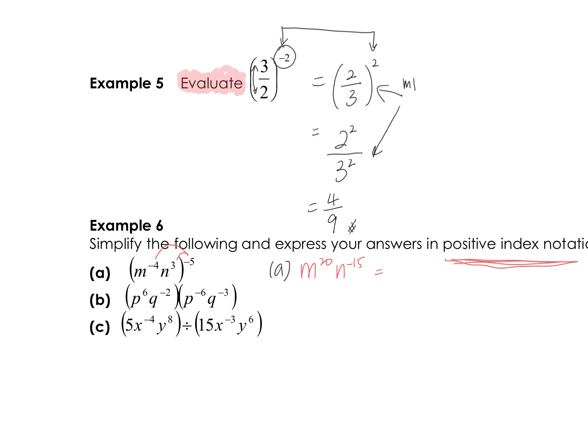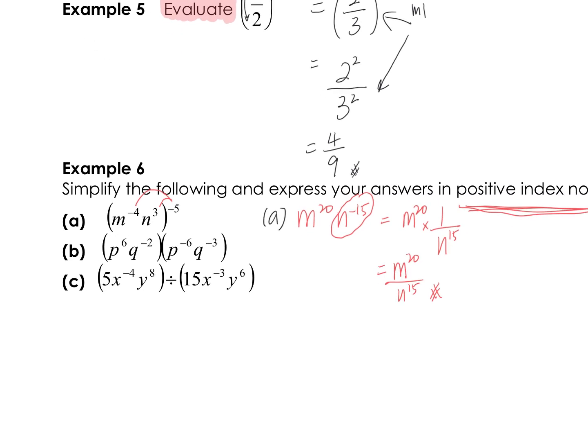Flip it to 1 over n to the power. Okay, so this one, that means I need to change it to 1 over n^15. And then I have an m here. Okay? So you combine it into 1, basically it's just m^20 over n^15. So this is positive index notation. Means you wouldn't see a negative power anywhere.